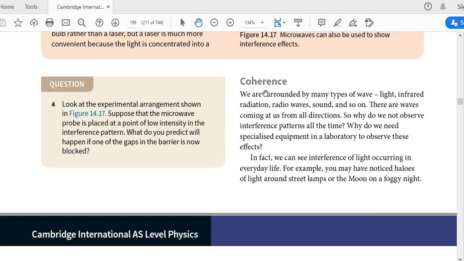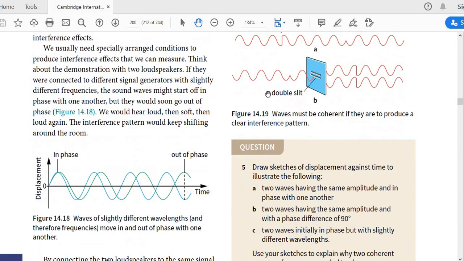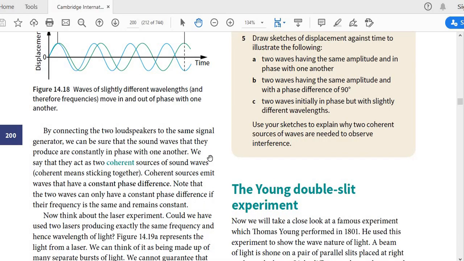Then you also have to know what is coherence, coherent source. Okay, that is also very important. In the exam papers they can ask you. We say that they act as two coherent sources of sound waves. Coherent means sticking together. Now again, this is not a very good explanation. So what you can do is you can see the meaning of this word in the glossary. Then you can have a better understanding of that.